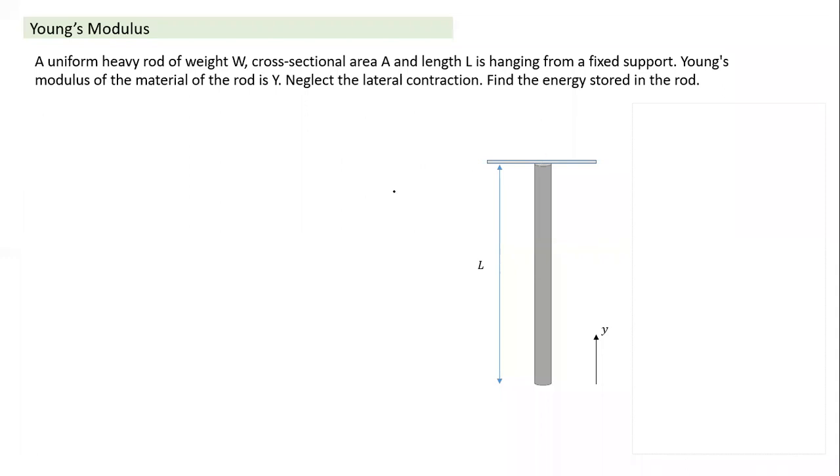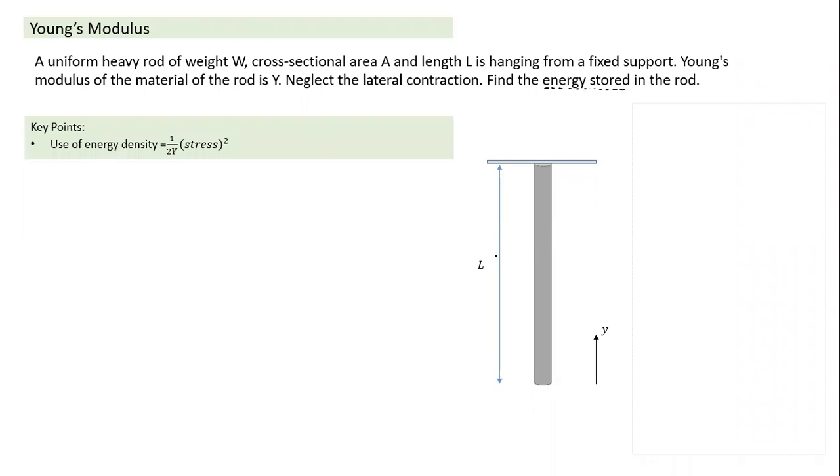So here again, this time what we need to calculate is not the extension part. Extension is equal to W by 2 into L by AY. We need to calculate the energy stored. How would I calculate the energy stored? I will calculate it using energy density. So I'm going to use the concept of energy density.